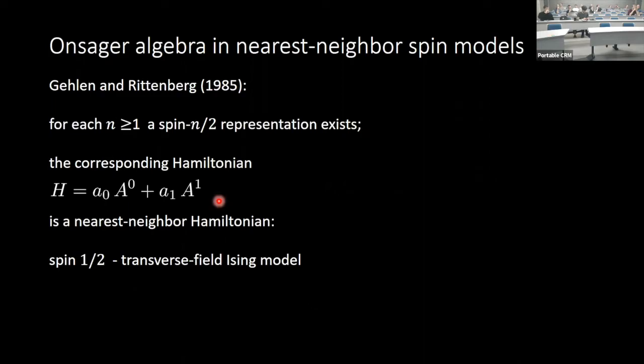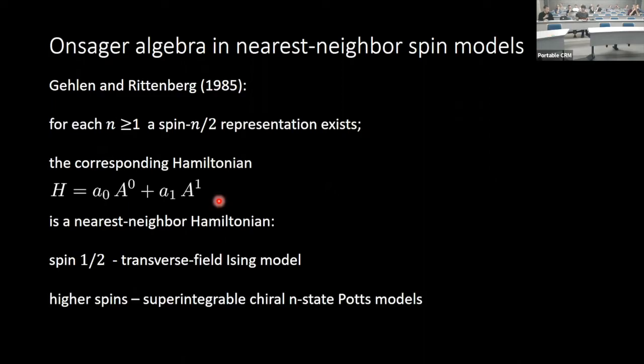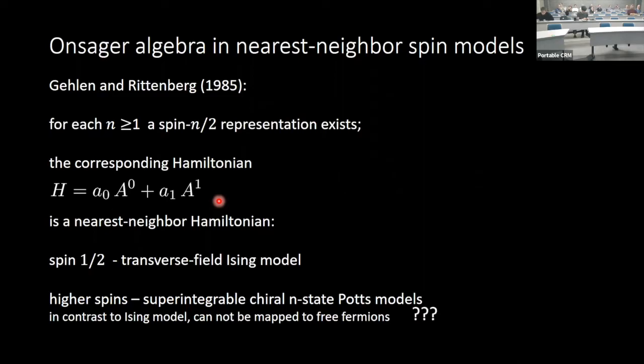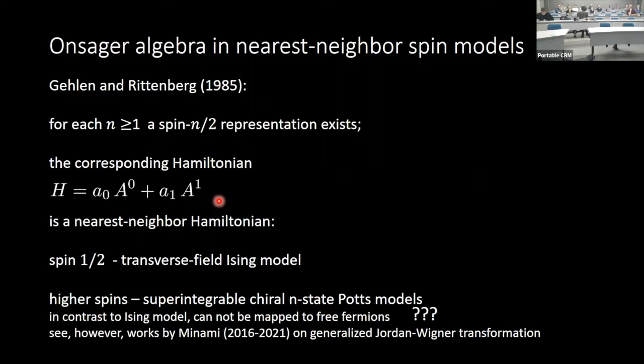For spin 1/2, this is the transverse-field Ising model. For higher spins, this is the superintegrable chiral n-state Potts model, models that have also been mentioned and discussed in previous talks. In contrast to the Ising model, however, the n-state Potts model, as far as I understand, cannot be mapped to free fermions. However, I'm embarrassed to say that I came across a series of papers by Minami after I made this work and published it.